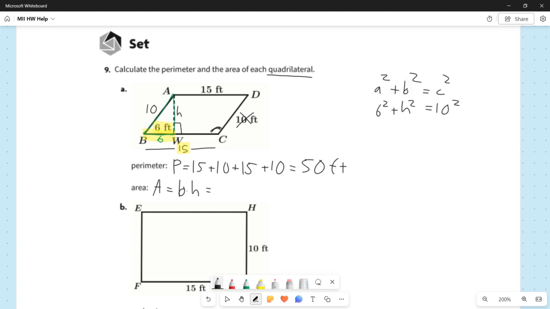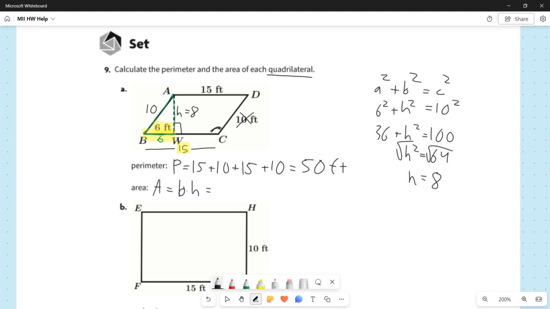There we go. All right, so we end up getting 36 plus h squared is 100. Subtract 36 from both sides, and you get 64. Take the square root of both sides, so we get h equals. We know that h is a positive number, and so we do not need a plus minus here. The square root of 64 is 8, and so therefore our height is 8.